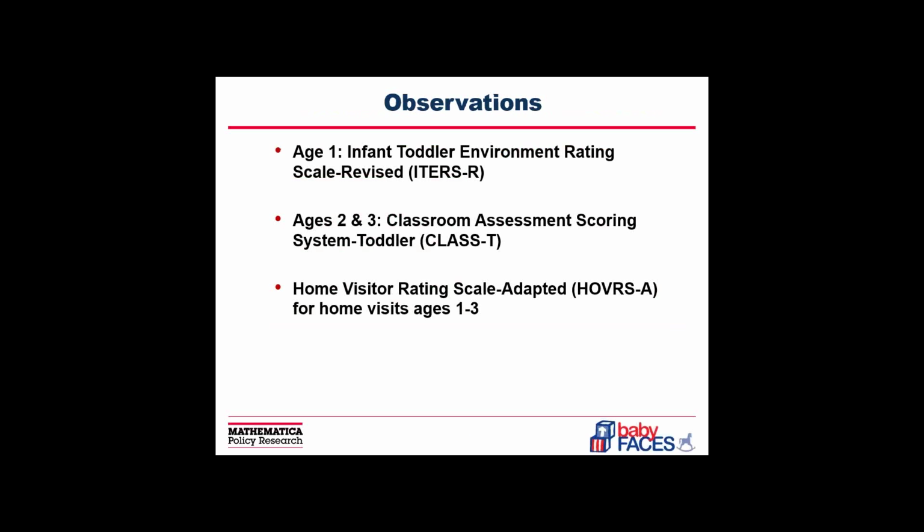We conducted live-coded classroom quality assessments when children were 1, 2, and 3 years old with observers who were trained and certified. When children were 1, we used the Infant-Toddler Environment Rating Scale revised, the ITERS-R. And when children were 2 and 3, we used what was then a new measure, the toddler version of the CLASS. Home visits were observed and coded at each age using the Home Visitor Rating Scale adapted.